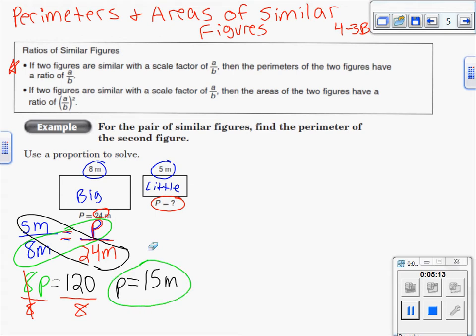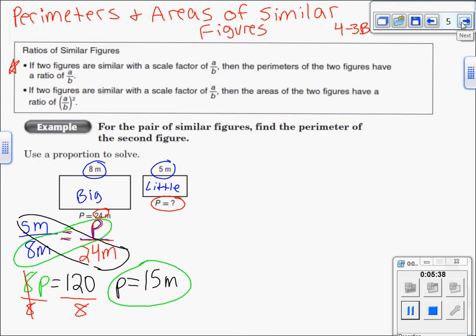So things to keep track of. What's exactly the same is how we set it up. We put the corresponding sides over each other. If you choose to do little over big on the left side, the right side must also be little over big. Be consistent. Put what you know first. You don't have to, but I suggest it. It helps keep you organized. Then put what you don't know. Perimeter is just like any other side because it's made of sides, and so that's why we can do this method.